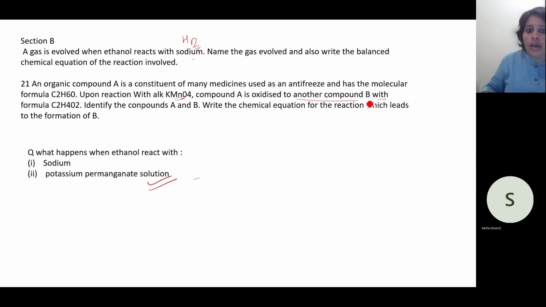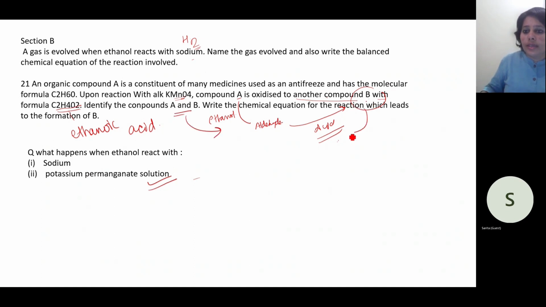So A is oxidized to, so first what will happen? Compound A that we got is ethanol. Ethanol A is oxidized first to aldehyde, then again it will be oxidized to acid. So the final answer is that B is the acid C2H4O2, which is ethanoic acid. Hence compound A is alcohol and compound B is ethanoic acid.